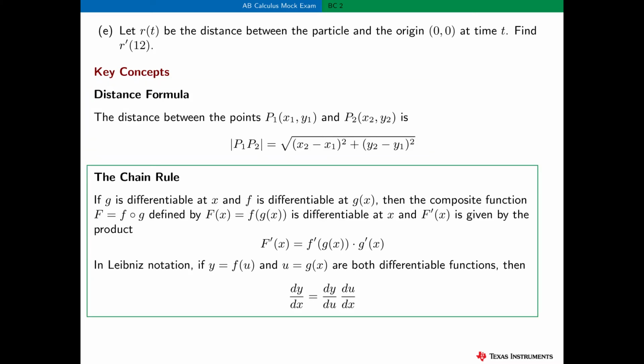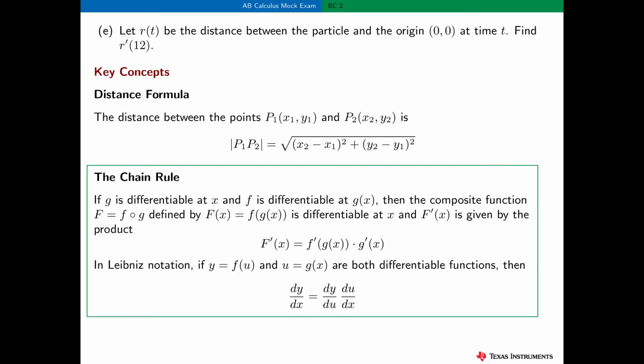To solve this problem, we'll also need to use the chain rule. I won't read through this entire statement with you, but this gives us a method to find the derivative of a composite function, capital F of x is equal to f of g of x. To find capital F prime of x, we start taking derivatives at the outside and work our way inside, so that capital F prime of x is little f prime of g of x times g prime of x.